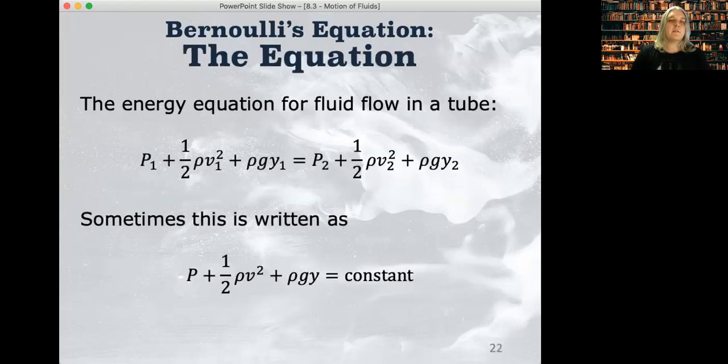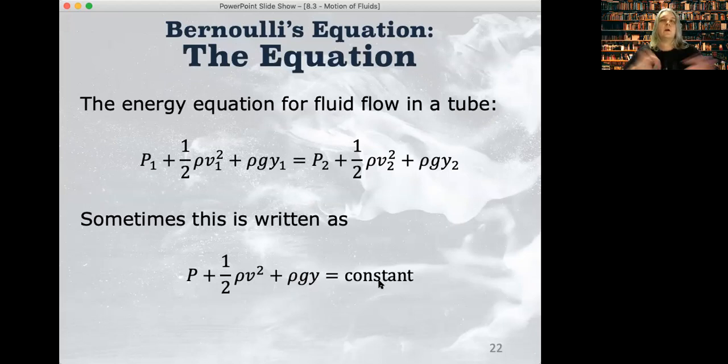So now we actually have what we need for Bernoulli's equation. So what we see is that at any 2 points on the pipe, the energy density of our fluid must be the same. So we've got the actual pressure itself of the fluid, plus this energy in the velocity, plus the energy in the potential, the height difference, is equal to all of those terms at the second point. The other way that we often write it is that the pressure plus the velocity term plus the height term is equal to a constant.